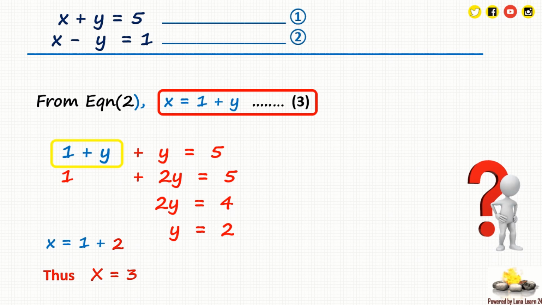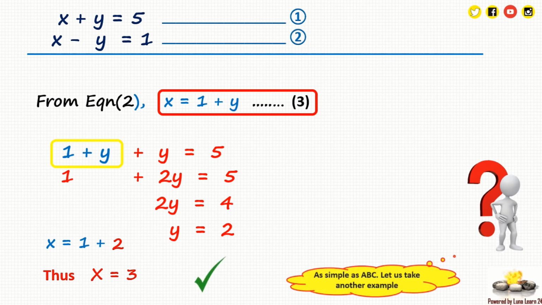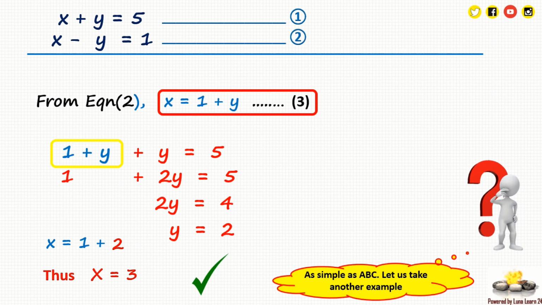You can always test these values. For example, go to equation 1. We're going to have x is 3 and y is 2. So 3 plus 2 is 5. True. In equation 2 as well, 3 minus 2 will be equal to 1. So you can see that these values actually match. So even after solving, you can always test and see if the values obtained are correct or actually fit the equation. This is as simple as ABC.